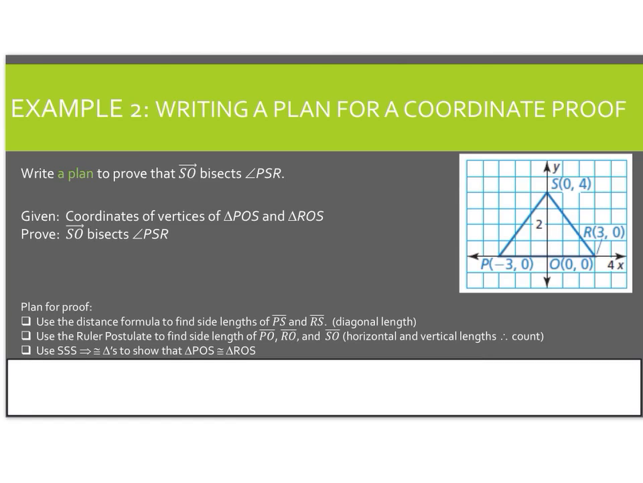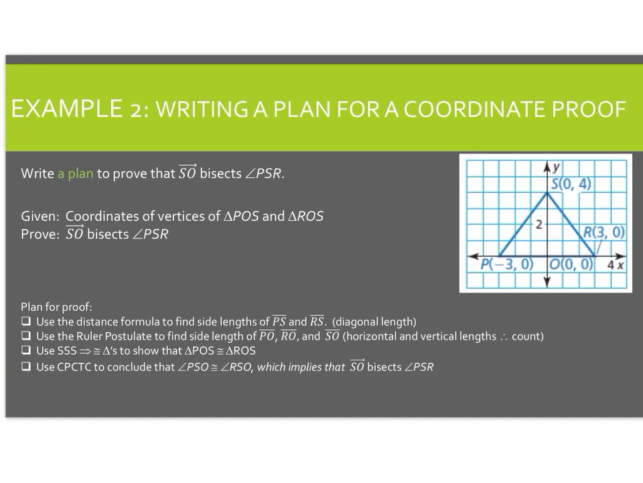And then once you have all the corresponding sides, we can use side, side, side implies congruent triangles to show that the two triangles are congruent. And then once you've proven the triangles congruent, all remaining parts, which means the angles, are congruent. So we can use CPCTC to conclude that angle PSO is congruent to angle RSO. And if that's true, then that's going to imply that ray SO does bisect angle PSR.